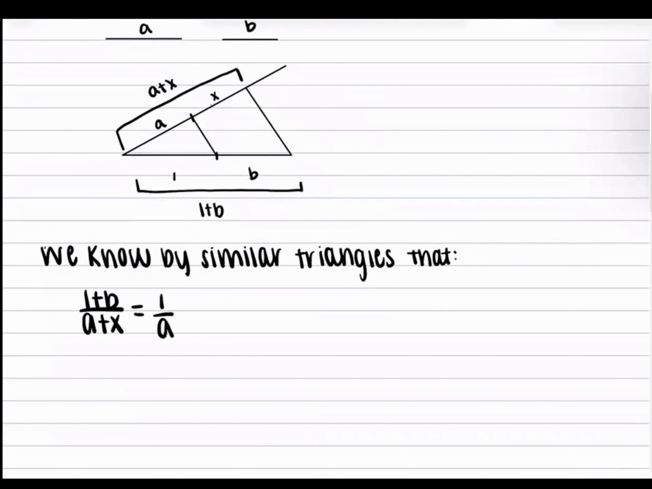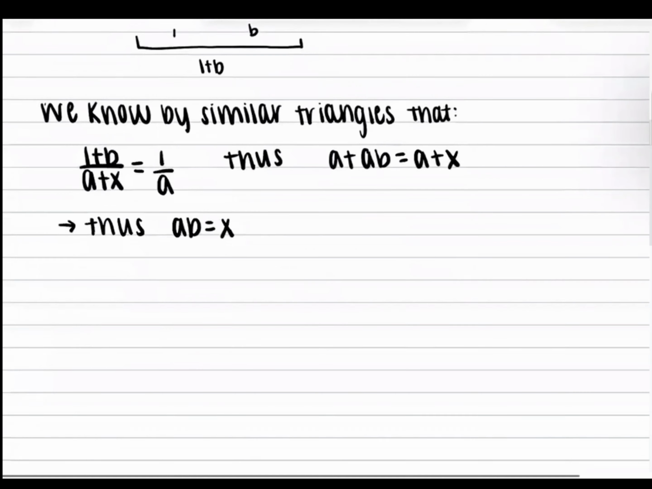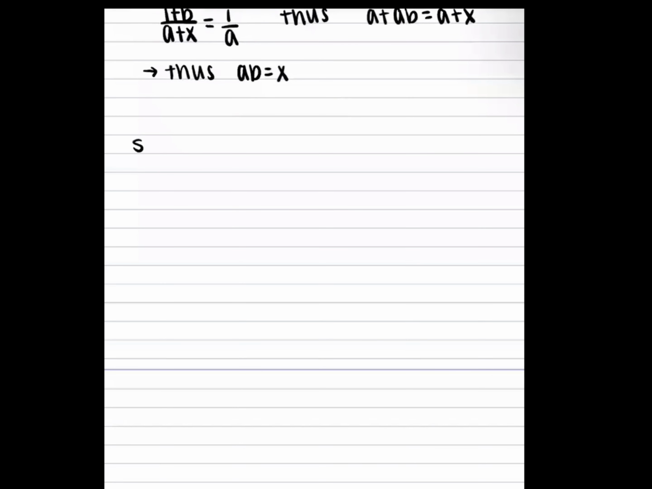And thus by cross multiplying, we know that A plus AB is equal to A plus X, and therefore we can subtract A from each side, and we know that AB is equal to X. And thus we have shown that AB is constructible.